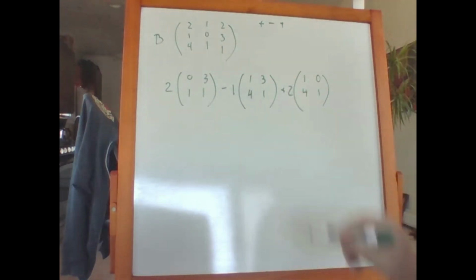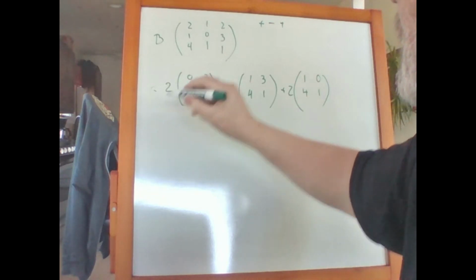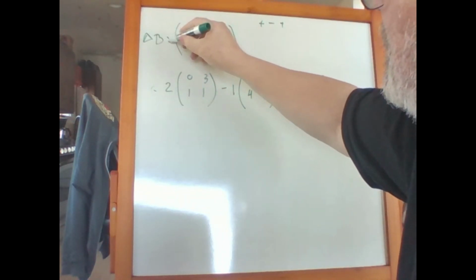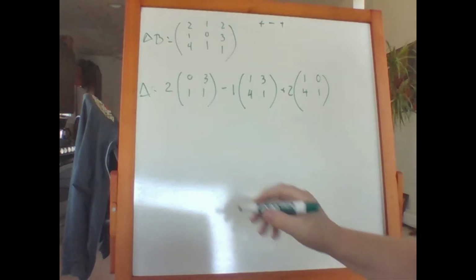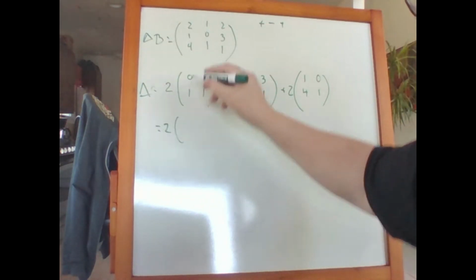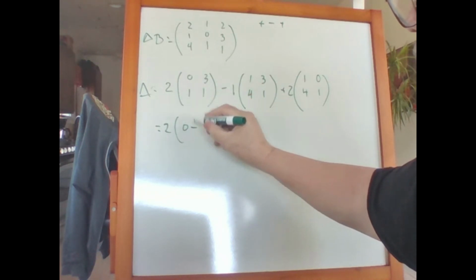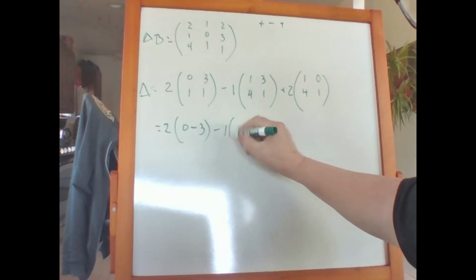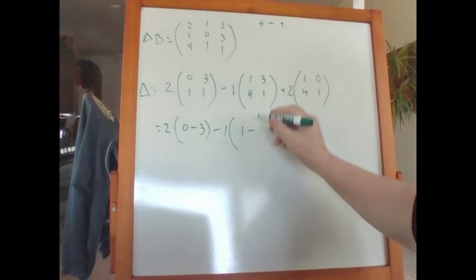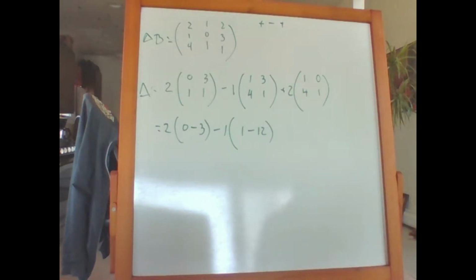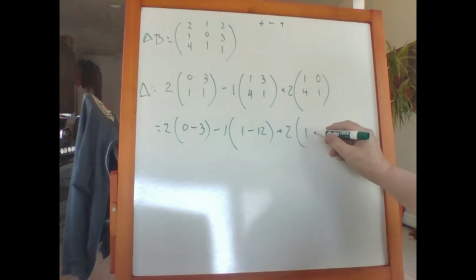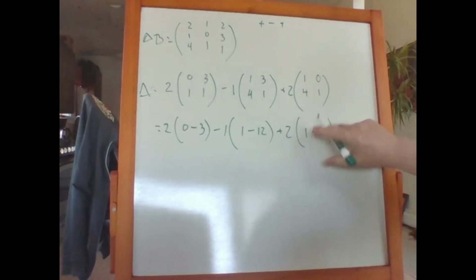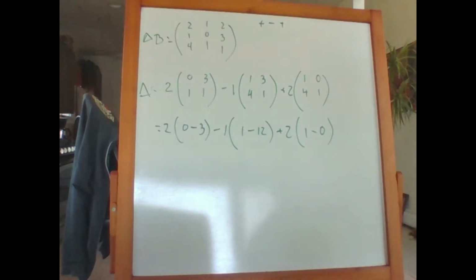And you can see we've got plus, minus, plus. And so we got 2, and we're looking for the determinant of B. So the determinant is equal to 2 times, 0 times 1 is 0, minus 1 times 3, minus 1 times, 1 times 1 is 1, minus 4 times 3 is 12. Plus 2 times, 1 times 1 is 1, 4 times 0 is 0, or actually that's a minus because it's going in that direction. And any diagonal in this direction is always negative.